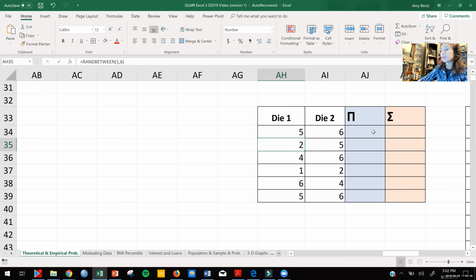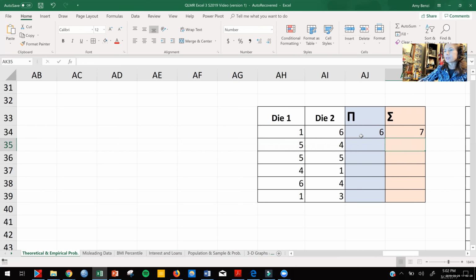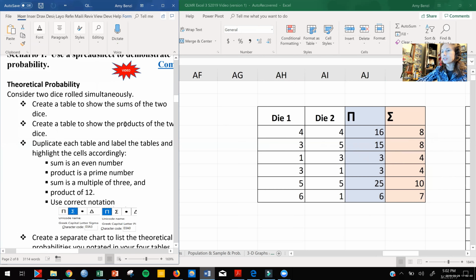So what I'm going to do here is under my product, I'm going to put an equal sign, and now I want the product of my 2 dice. Whatever that roll was, I want the product of it. Now I want the sum. Whatever the sum is, that number plus that number. Now I'm just going to select those 2 and bring that command all the way down. And now I have products and sums. All right, cool.